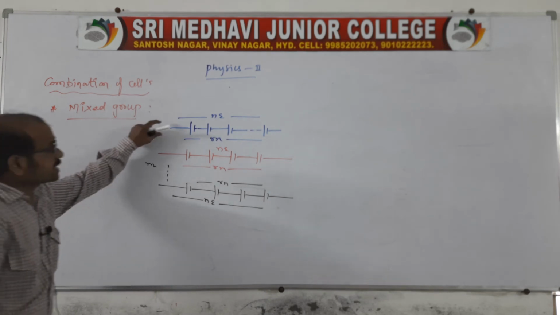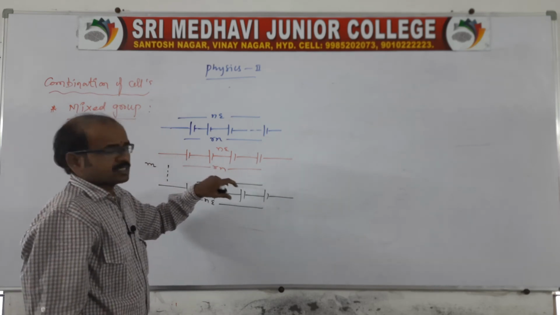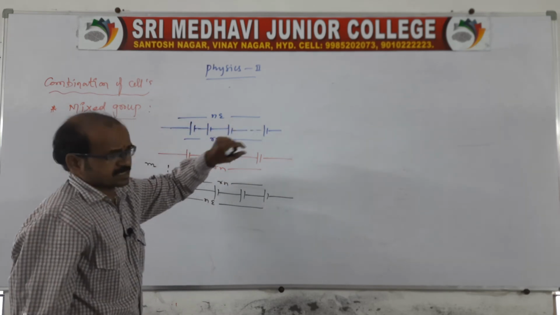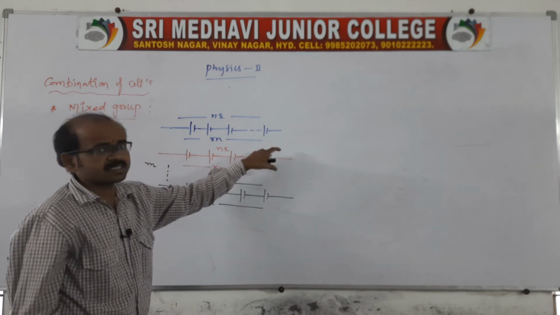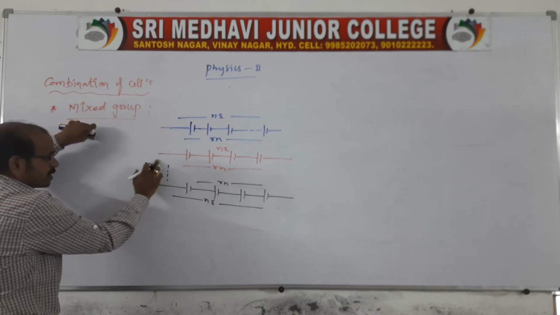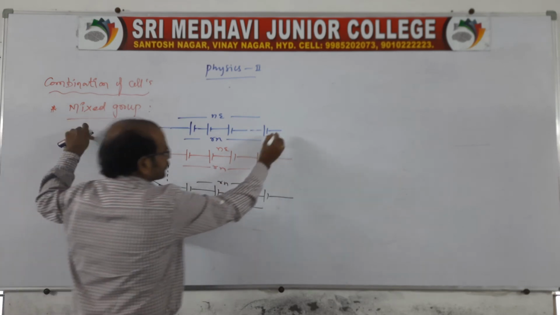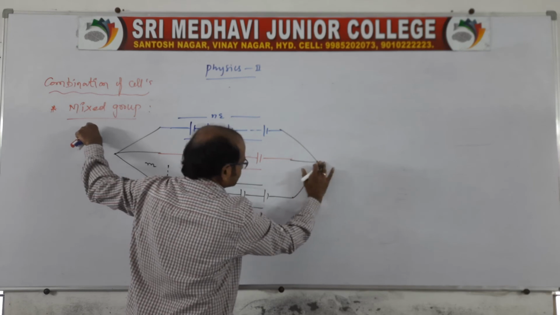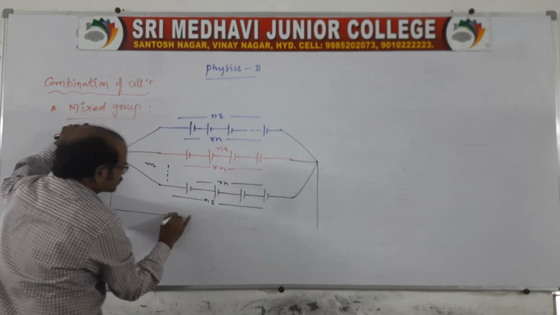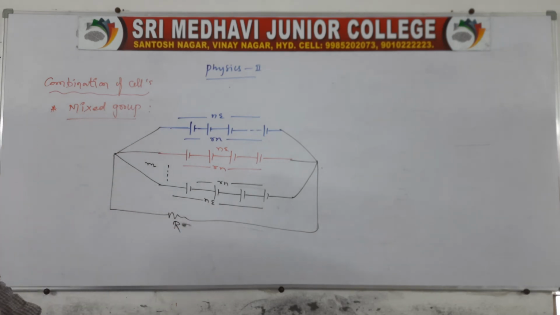Now you see this is one set, a second set, third set, fourth set. Clearly, within each set they are in series. Like this, we are connecting m number of sets. All these points are to be connected at one point, so the sets are in parallel. So we can call this the mixed group, because both series and parallel combinations are there.